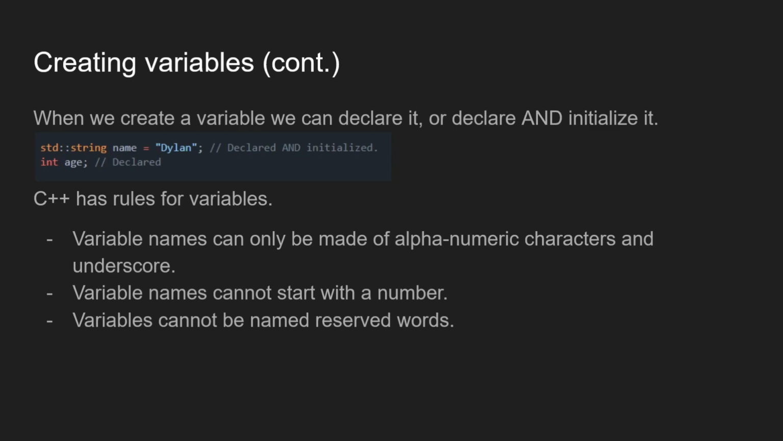Variables can also not be reserved words. Here's a list of some reserved words in C++. Typical ones you're going to see are true, false, if, else, int, string, char, and main. It's a lot of what we call keywords. These are words that the compiler understands, and the compiler needs these to make sure that it parses your file correctly, to make sure that it builds it correctly.